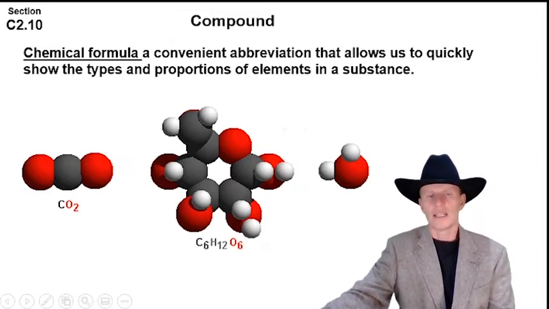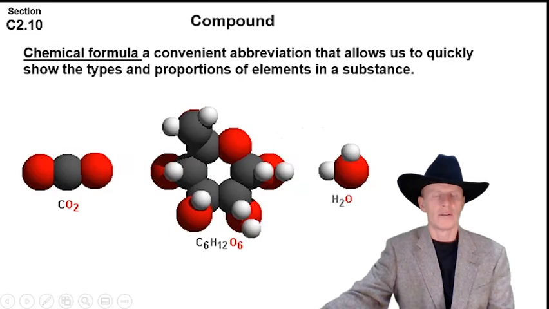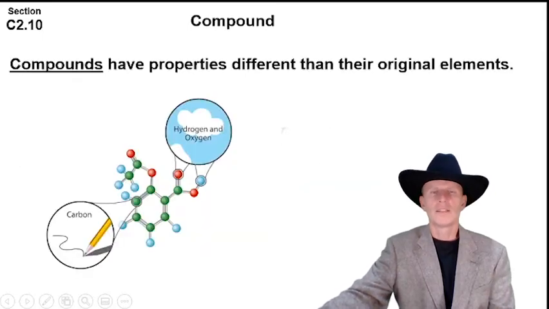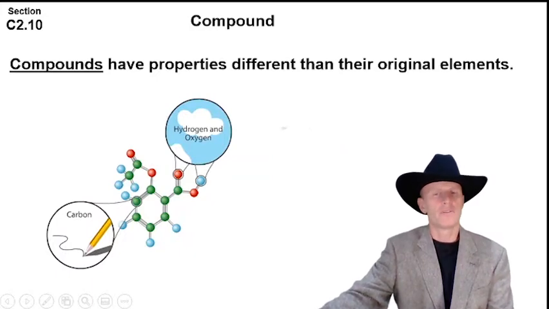The element C6H12O6 says there are 6 carbons, and you can count 1, 2, 3, 4, 5, and 1 behind here, 6. There are 12 H's, they're the small circles, some are hidden, and 6 O's, the grays. And in this compound, the compound of water, we have H2O, which tells us 2 H's, the little circles, and 1 O. Compounds have properties that are different than their original elements.